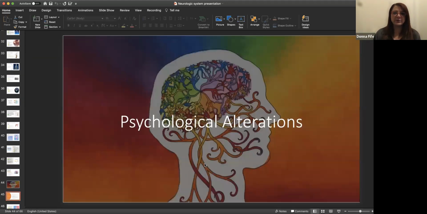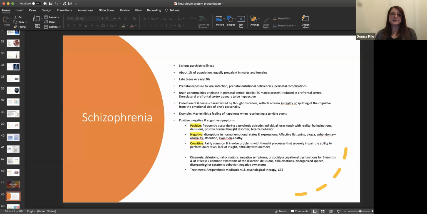Okay, psychological alterations. Schizophrenia. This is a serious psychiatric illness, affects about 1% of the population, and it's equally prevalent in males and females. Diagnosis is often in the late teens or early 20s. Prenatal exposure can lead to schizophrenia. It could be a viral infection, prenatal nutritional deficiencies, or perinatal complications.